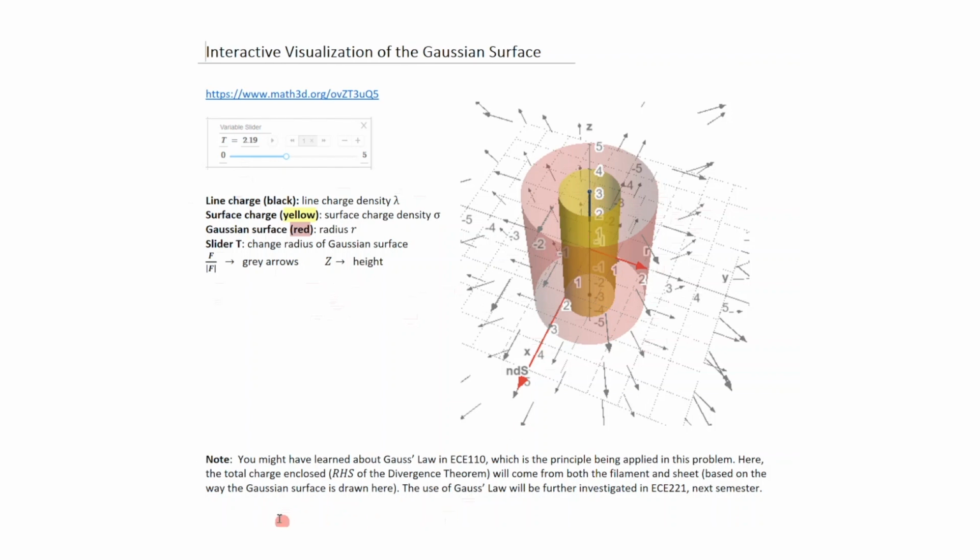This is just a reminder that you might have learned about Gauss's law in ECE 2110, which is the principle we're applying in this problem. Here, the total charge enclosed, which is the right-hand side of the divergence theorem, will come from both the filament and the sheet based on the way the Gaussian surface is drawn here. The use of Gauss's law will be further investigated in EC221, the Electric and Magnetic Fields course, next semester.